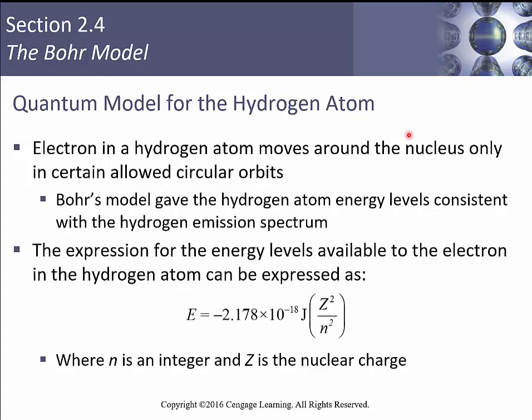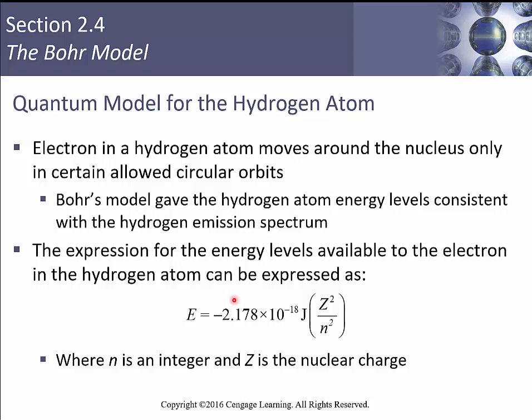This is Bohr's model. Bohr's model gave the hydrogen atom energy levels consistent with the hydrogen emission spectrum. The expression for energy levels available to the electron in the hydrogen atom can be expressed as E, or energy, is equal to minus 2.178 times 10 to the minus 18 joules times Z squared over N squared, where N is an integer and Z is the nuclear charge.